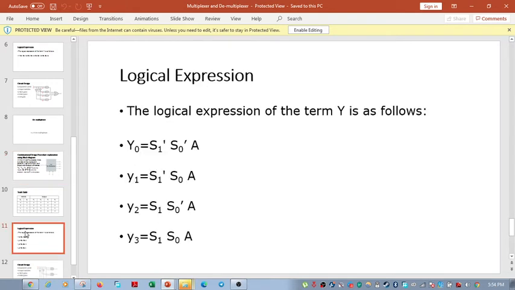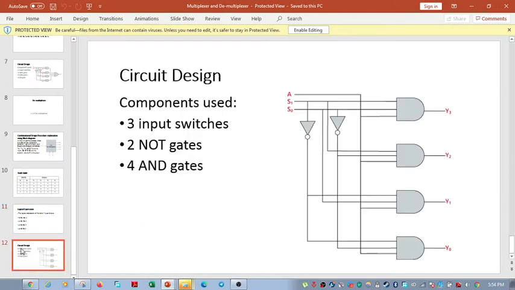Let us now look into the logical expressions. Y0 equals S1 complement S0 complement A, and Y1 equals S1 complement S0 into A. Y2 equals S1 S0 complement A, and Y3 equals S1 S0 A. Let us now look into the circuit design. It consists of 4 AND gates and 2 NOT gates. Let us now look into the simulation.